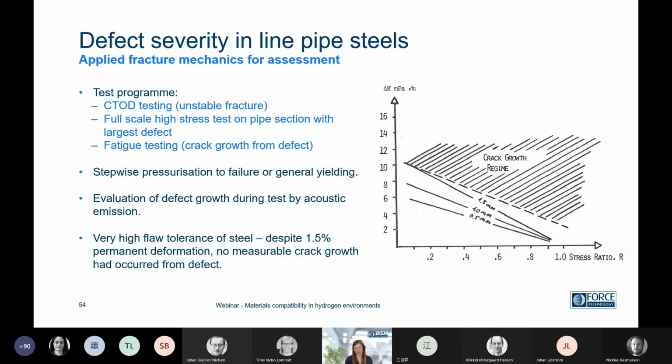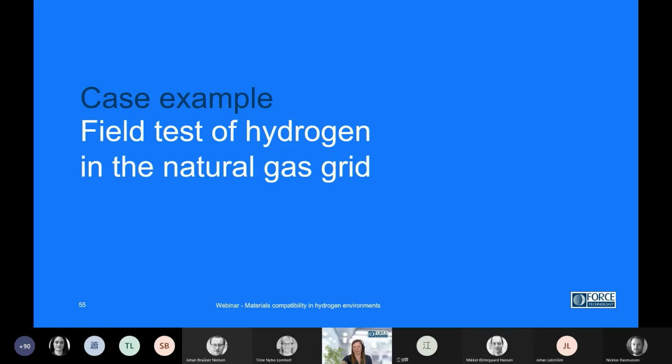So the steel proved to have a very high flaw tolerance. And even though 1.5% permanent deformation was measured, no crack growth was measured. This was tested by acoustic emission. So this just proves that it might be a good approach. But what about the rest of the pipelines? Could we even use those?